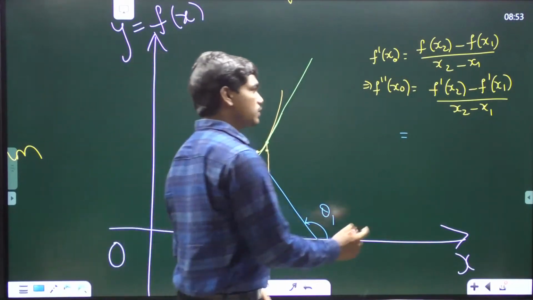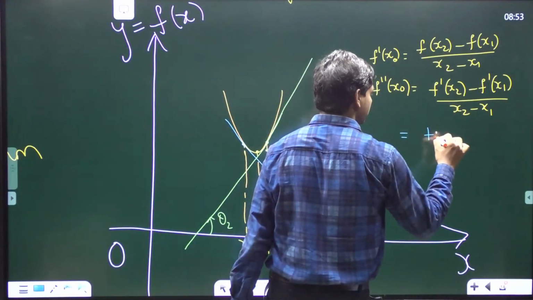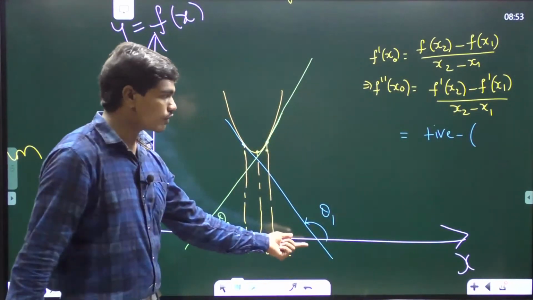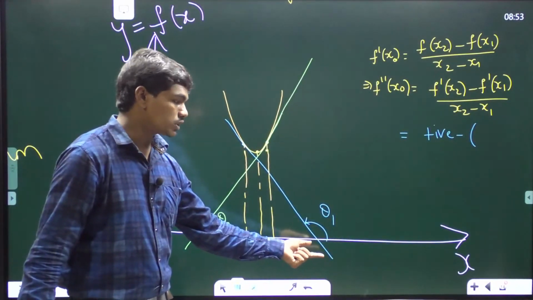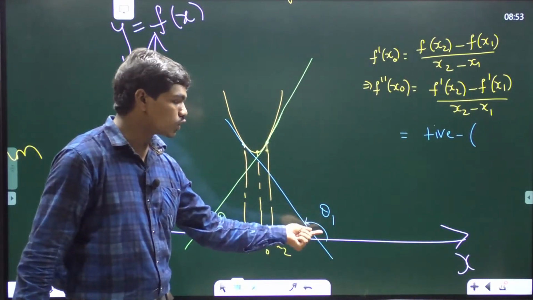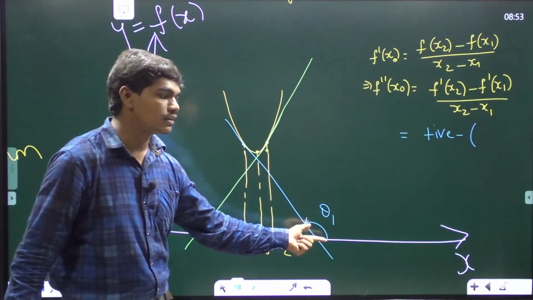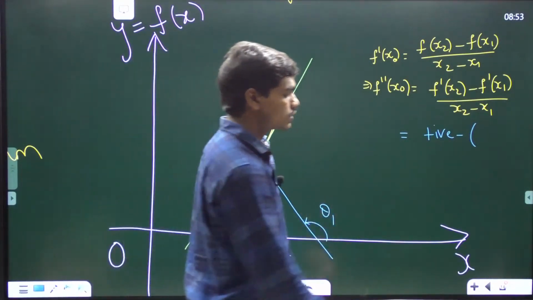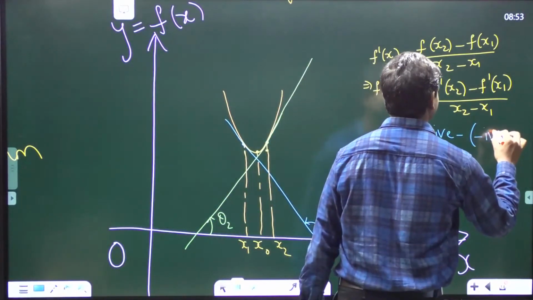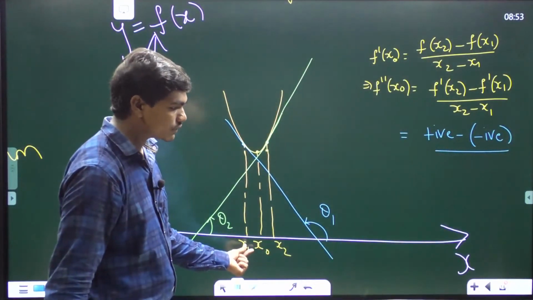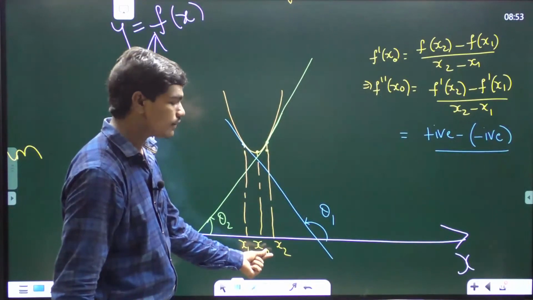Positive. Correct? So if this is positive, minus, now what is the slope, f dash of x1? Here you see theta1 is greater than 90, so it is negative. Correct? So minus negative, divided by x2 minus x1. You see x1 is less than x2. Correct? Negative, all of you.